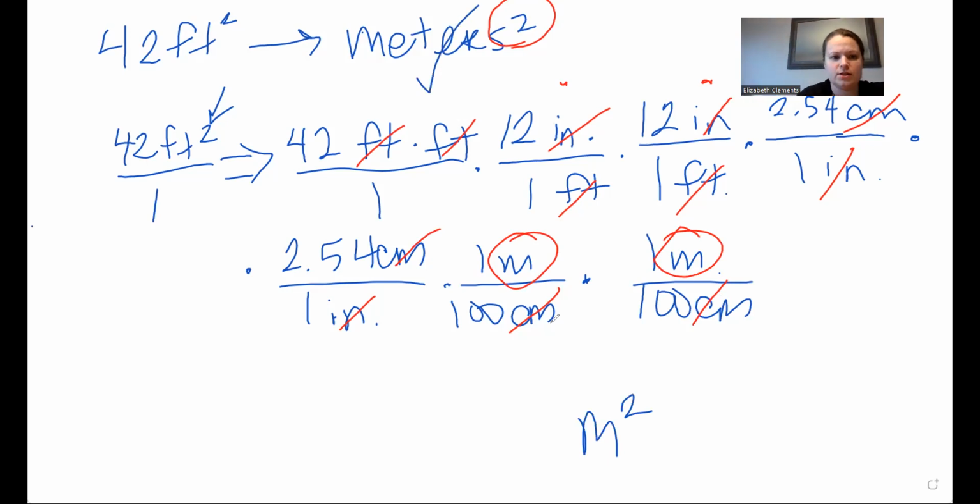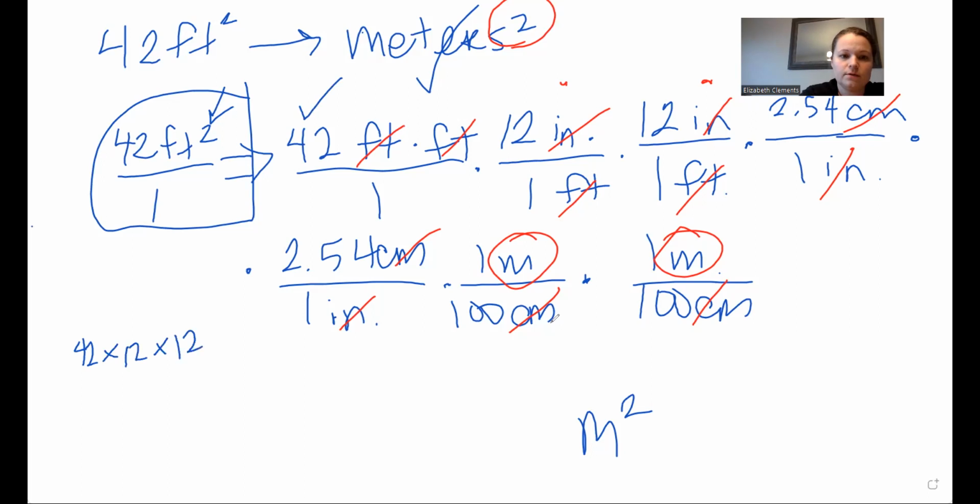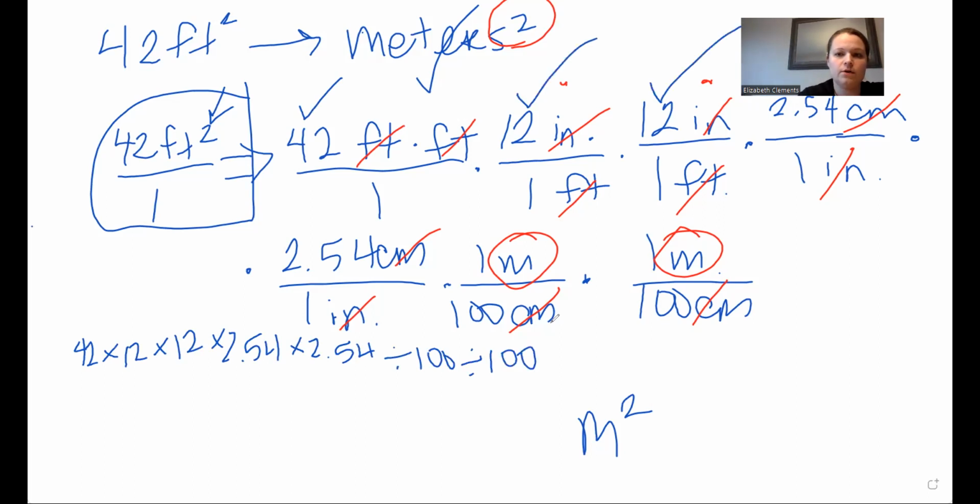So now we have to do all of our multiplication. Ignore this 42, that was the original problem, I just wrote it differently. I have my 42 times 12 times 12 times 2.54 times 2.54, then divided by 100, divided by 100. So let's make sure we got everything. We have 42, our 12, our 12, our 2.54, our 2.54, and then we have the ones, which don't change anything, and the 100, 100. Now we have everything. So I'm putting this in the calculator just like that.